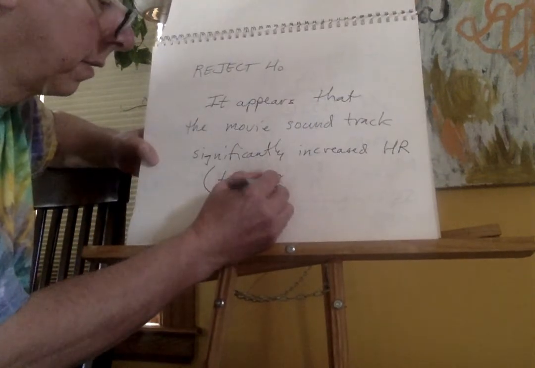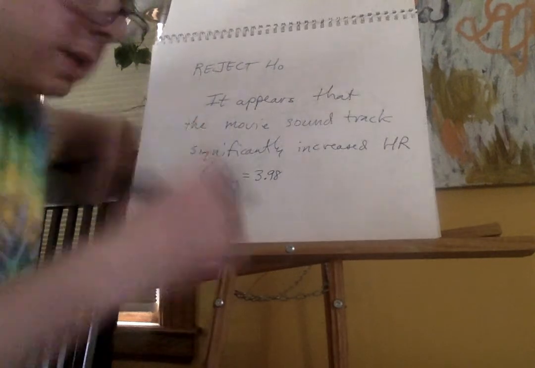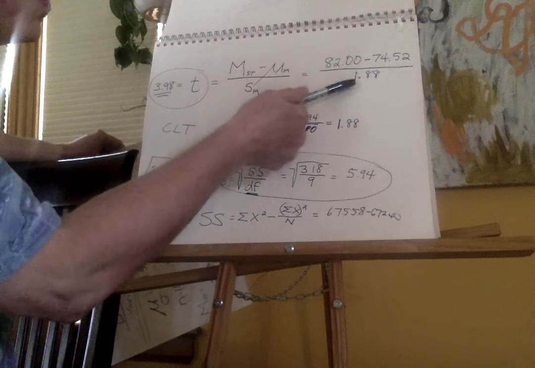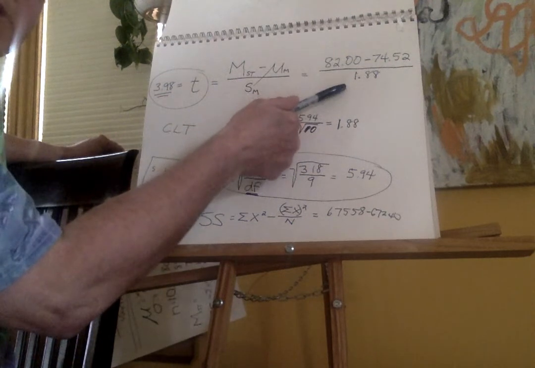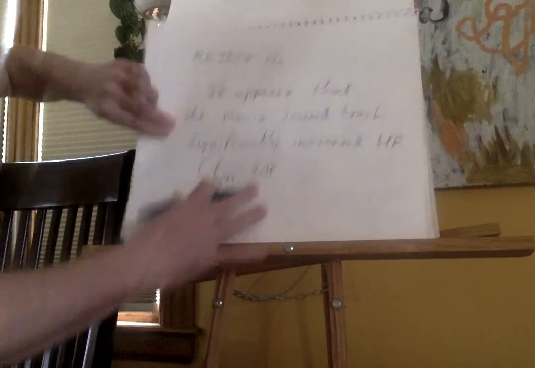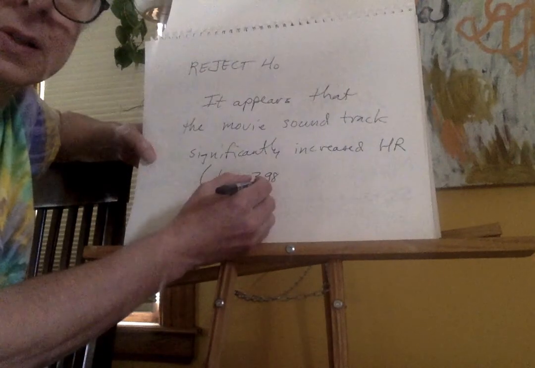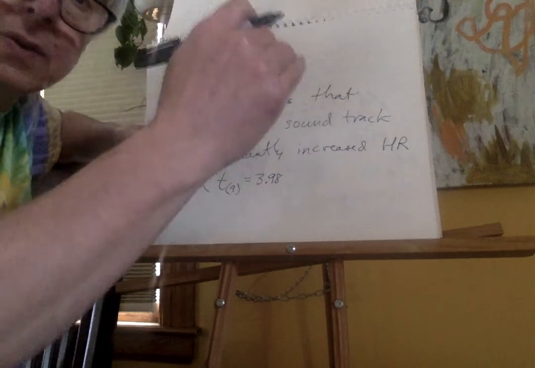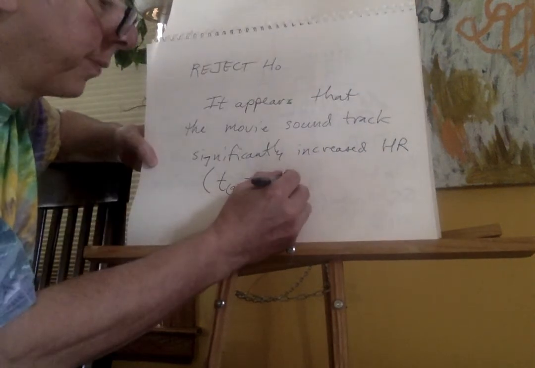3.98. Wow, the top. Go back here. The difference is almost 4 times the size of the variability. That's what this indicates: difference over variability, difference over variability, okay?